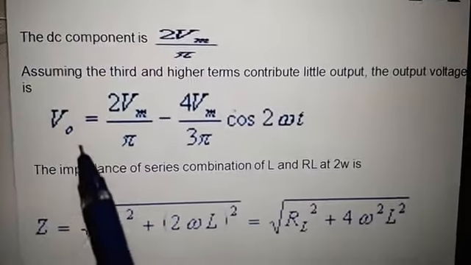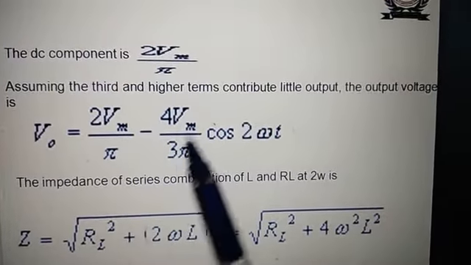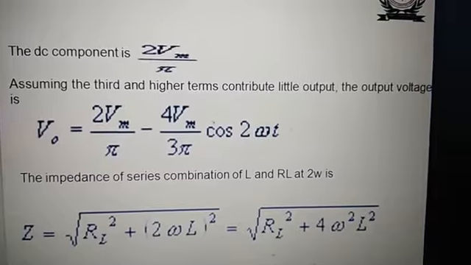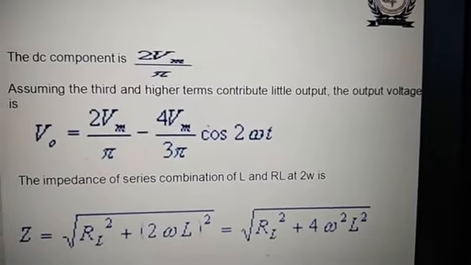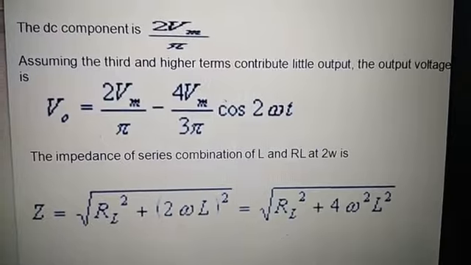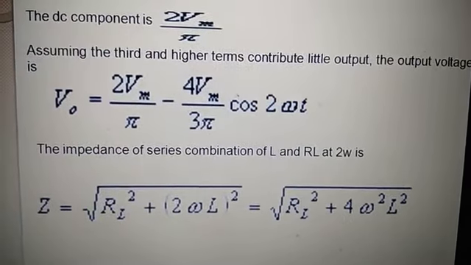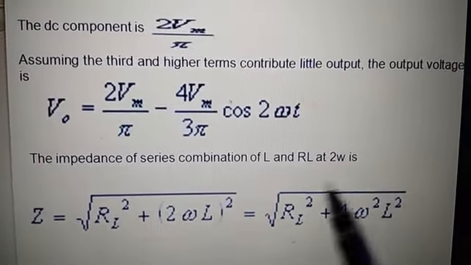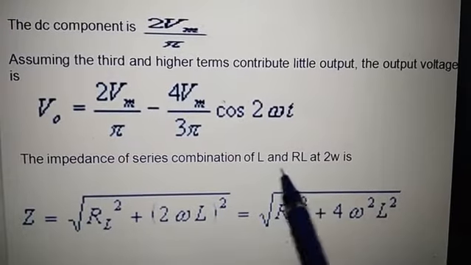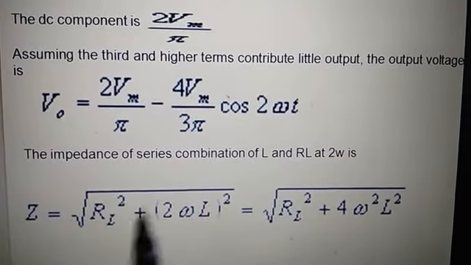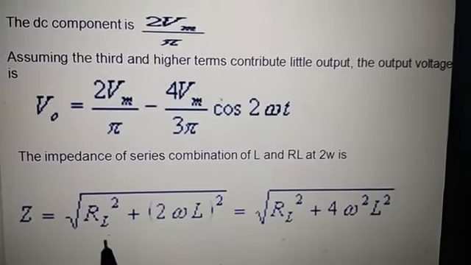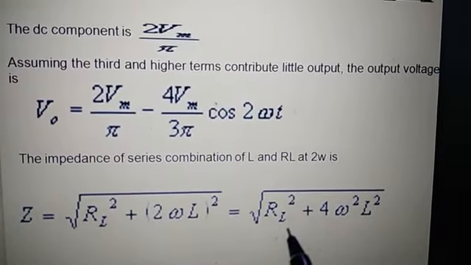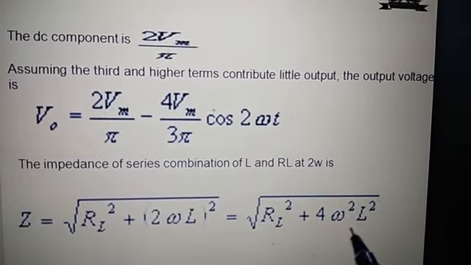The output voltage is V0 equals twice Vm by pi minus 4 Vm by 3 pi cos 2 omega t. Higher order terms are removed because of their very little contribution to the DC output. The impedance of the series combination of load resistance RL and inductor L is given by Z equals square root of RL square plus 2 omega L whole square, which is equal to square root of RL square plus 4 omega square L square.